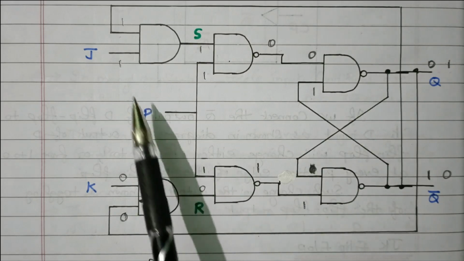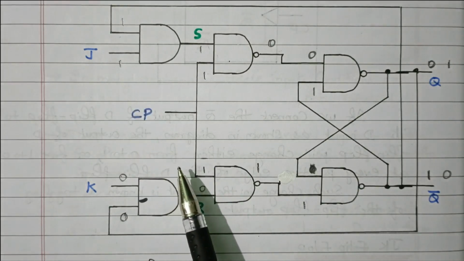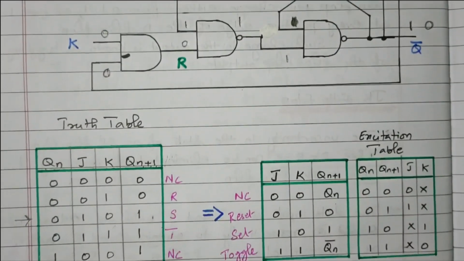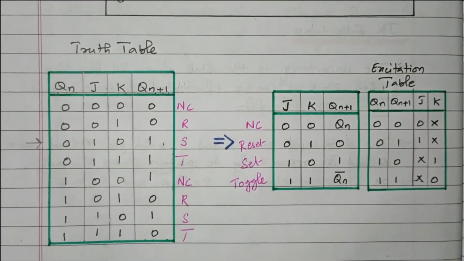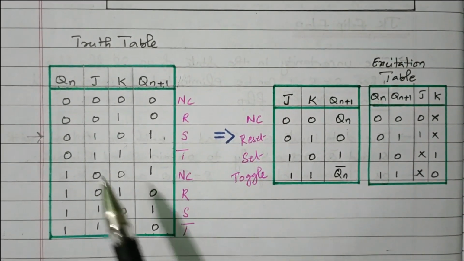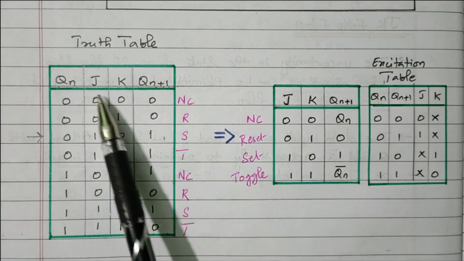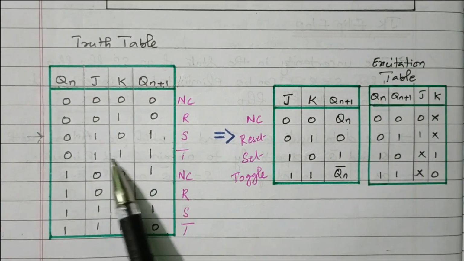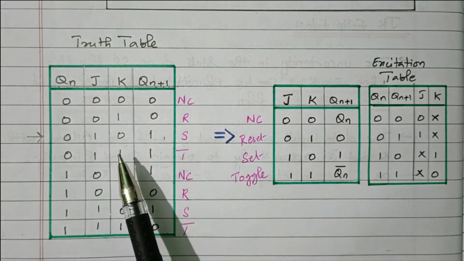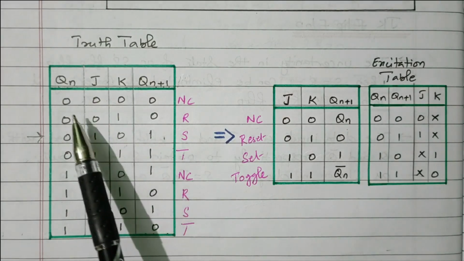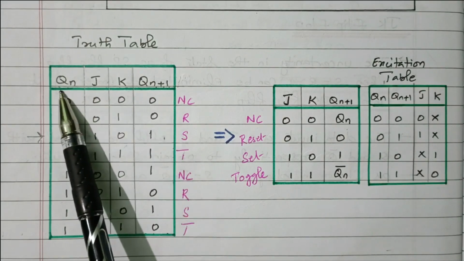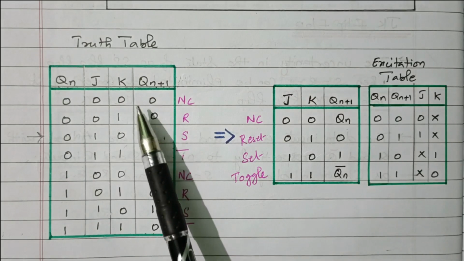Now we'll verify the output. We will see later. Now we'll go to the truth table and excitation table. Then we will verify one of the inputs. I will go to the truth table. So these are the two inputs J and K. 4 combinations: 0 0, 0 1, 1 0, 1 1. We know that the flip-flop output has 2 states available: present state, next state. Present state is Qn, next state is Qn plus 1.